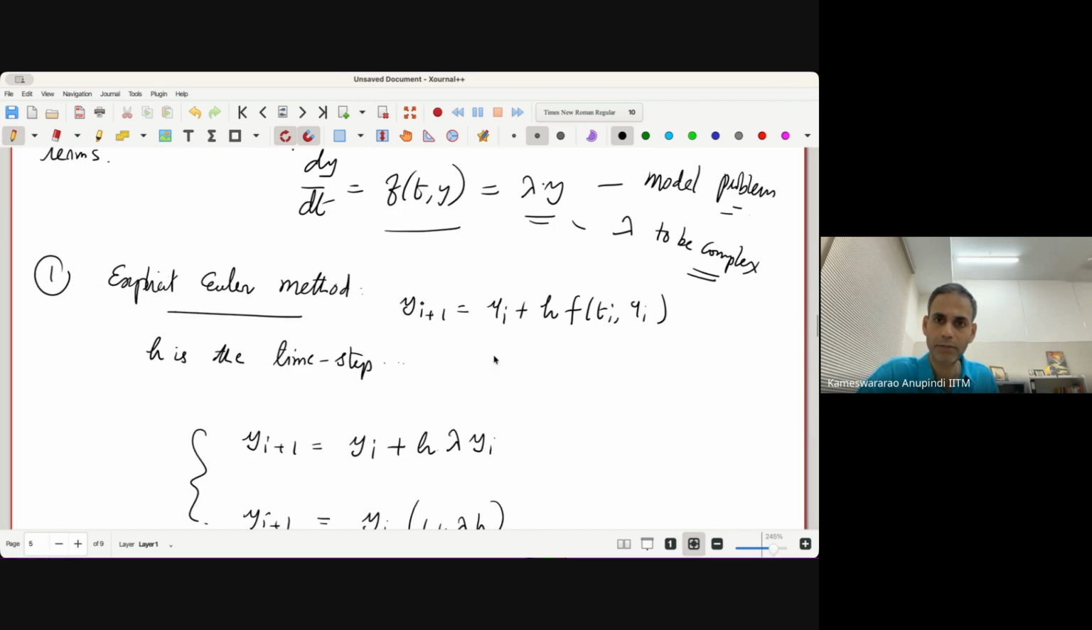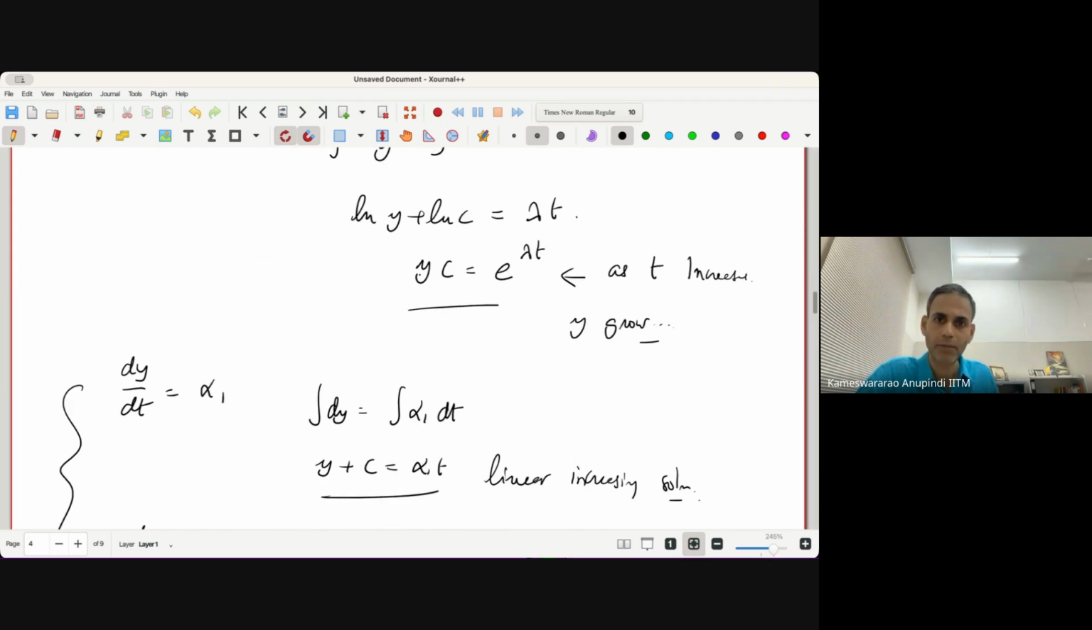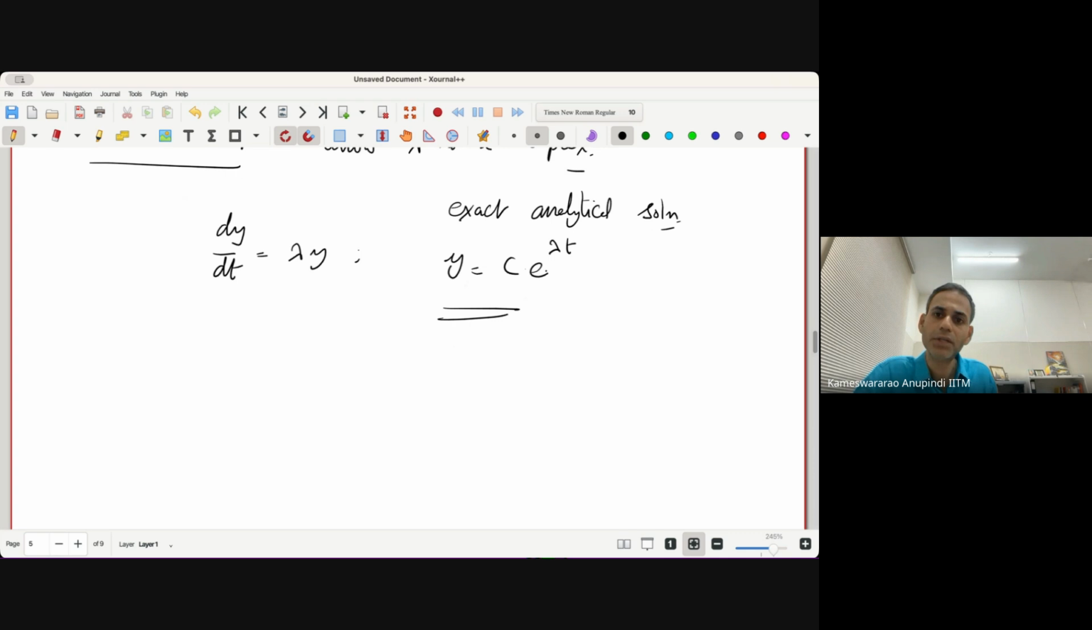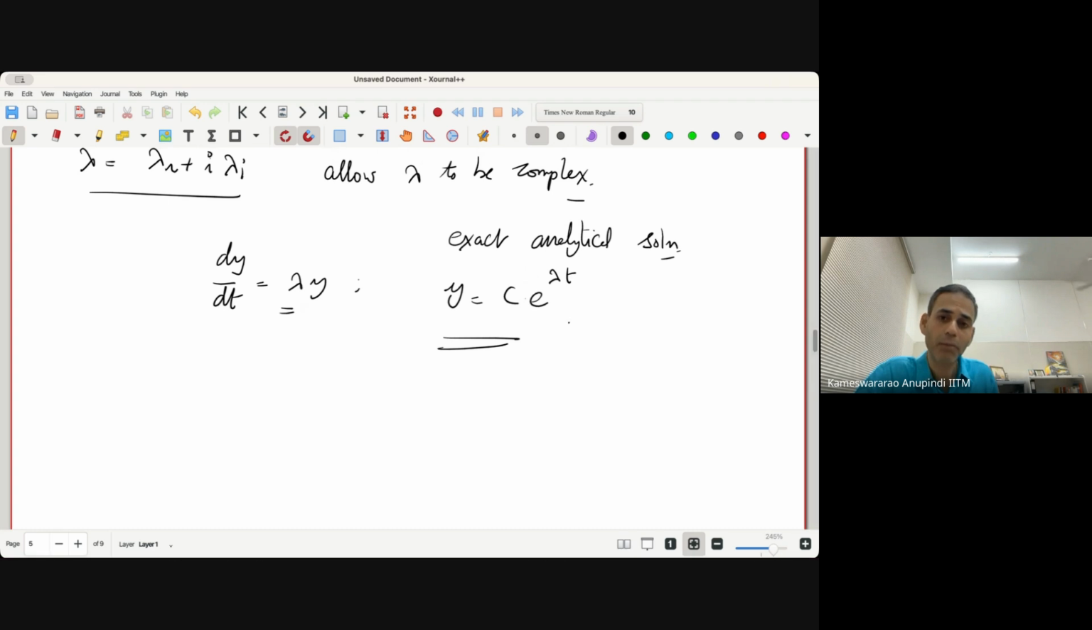I have written previously as yc equals e to the power lambda t. The c can be brought to the right hand side, so this is y equals c times e to the power lambda t. That is the exact analytical solution. If lambda is allowed to be complex, then what will happen?